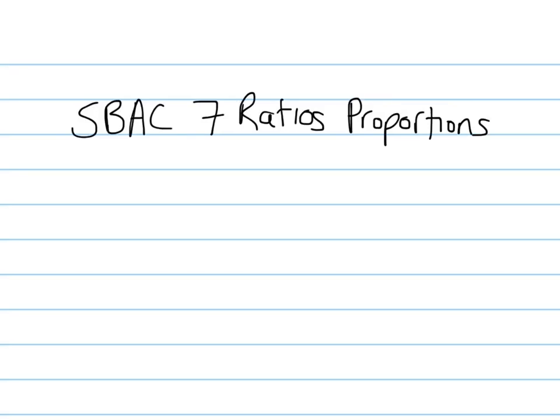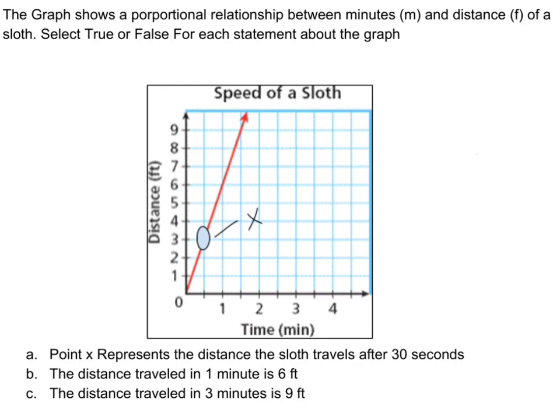SBAC 7, ratios and proportions. So the graph shows a proportional relationship between m minutes and distance f. You need to tell me. I'm going to show you, I'll do B for you. How about that? So it says 1 minute is 6 feet.